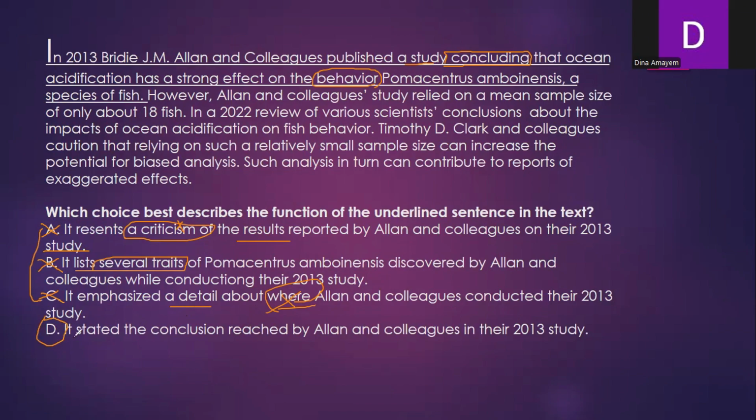And then let's read it together. It states the conclusion reached by Allen and colleagues in their 2013 study. Yes, it is going to introduce the conclusion. This is what he said, concluding here that ocean acidification has a strong effect on the behavior, which is the conclusion that Allen and colleagues reached in 2013.